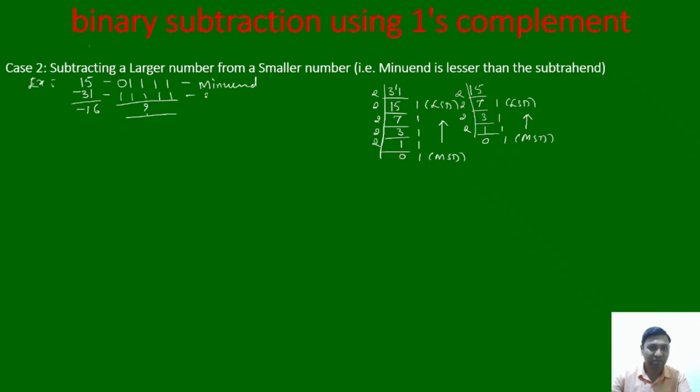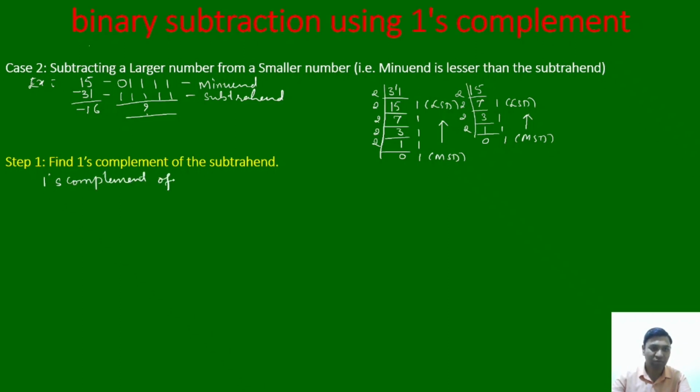and the second number is called the subtrahend. Now let us continue with the first step. Find 1's complement of the subtrahend. We need to find 1's complement. So how to find it? We will write 1's complement of the subtrahend, which is 5 times 1.